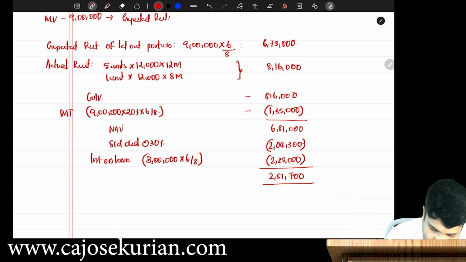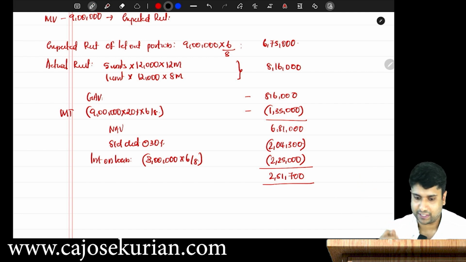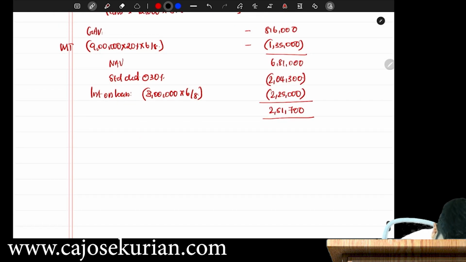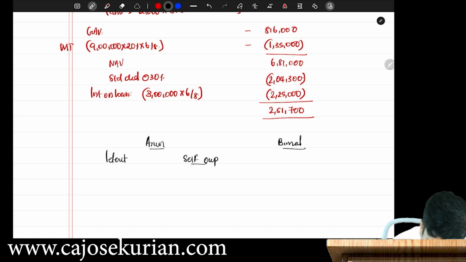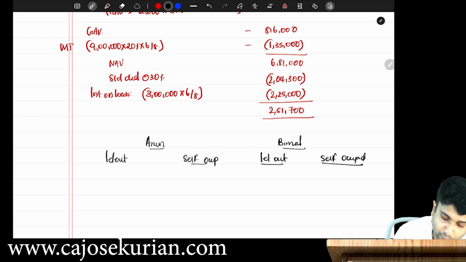Are you all here? Now we will change our computation method. We will consider Arun and Bimal. Now for Arun there is let out portion and self-occupied portion. For Bimal also, let out is there, self-occupied portion is there. First we will compute the self-occupied portion. As you all know, NAV of self-occupied portion is nil. The only one deduction that you will get is interest on loan.